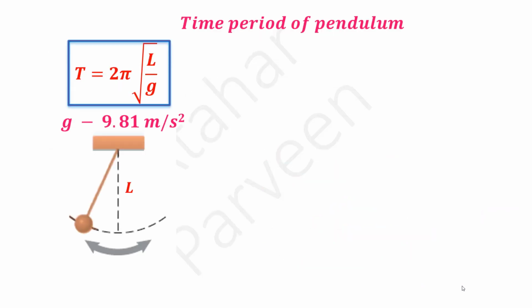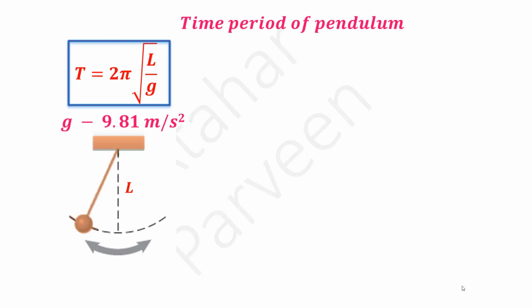Now let's talk about the time period of the pendulum. The time period of the pendulum will be equal to 2 pi into square root of L upon G. 2 pi is a constant, right? The value of pi will be 3.14 or 22 by 7. L will be the length of the string of the pendulum, okay? And G is acceleration due to gravity. Just keep this relation in mind. Let us not go into much of the details because we have less time. We are focusing only on important points.